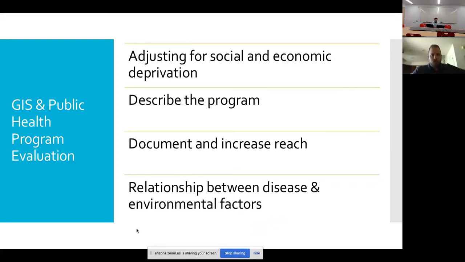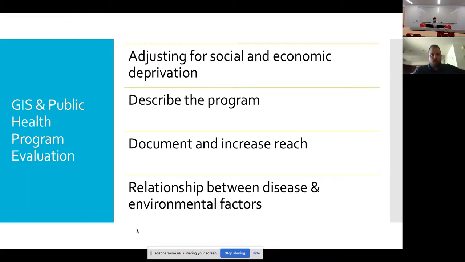So this is the connection between GIS and public health. That's where I started this project. I have a background in public health, and I was really interested to see how we could integrate GIS technology into our program to improve our reach. So the way that I used it is for adjusting for social and economic deprivation, to describe the program, to document and increase reach to our target population, and explore any relationship between disease and environmental factors.